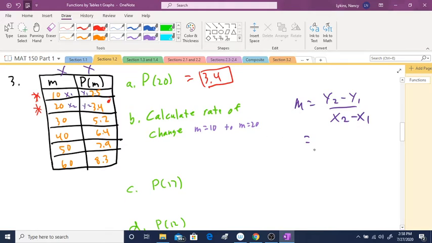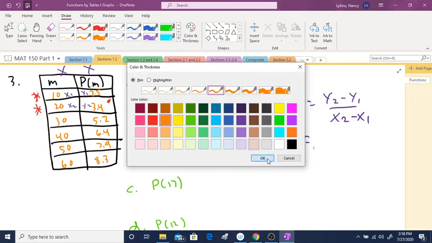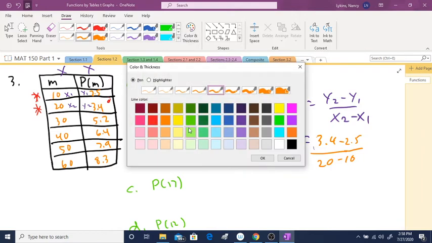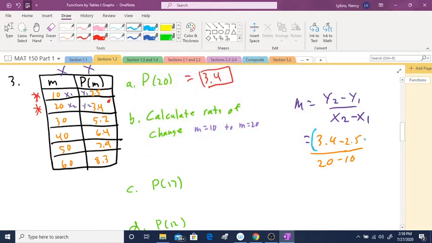Now all I'm going to do is plug in the values into my formula, and I'm going to say, okay, y2 is 3.4, subtract 2.5, over 20 minus 10. Now, since we're going to use this on our calculator, and I know the majority of us are, what I want you to do is always put the top in parentheses. Then you can divide by your bottom.